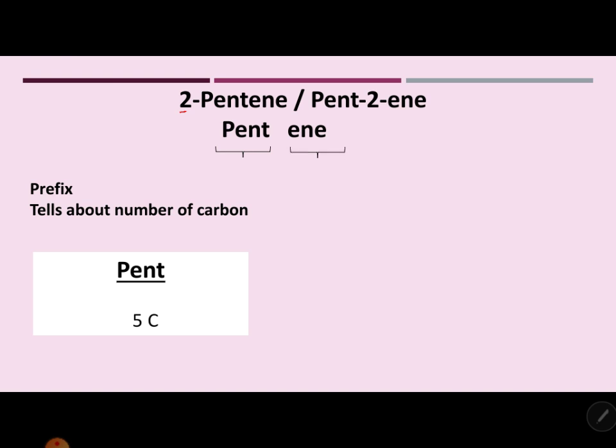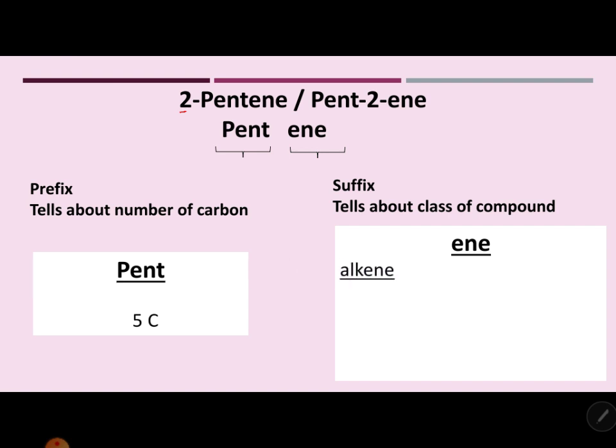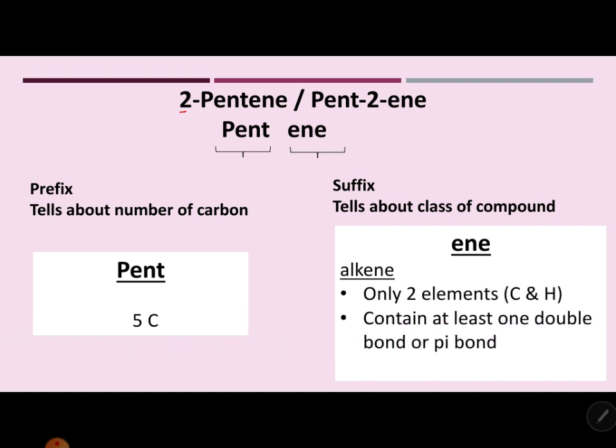The second part or suffix. It tells us about the class of the compound. Suffix of this example is -ene, which is with respect to the class alkene, and alkenes are compounds that contain only two elements, carbon and hydrogen, and they contain at least one double bond or pi bond.